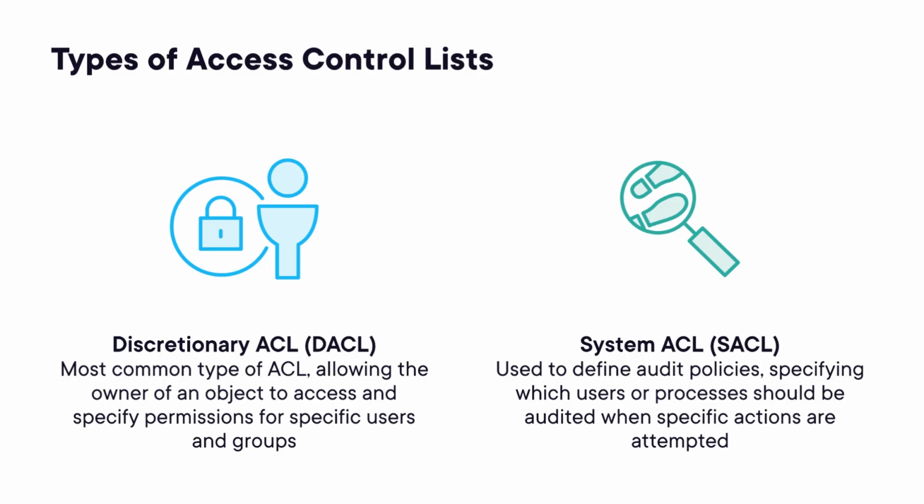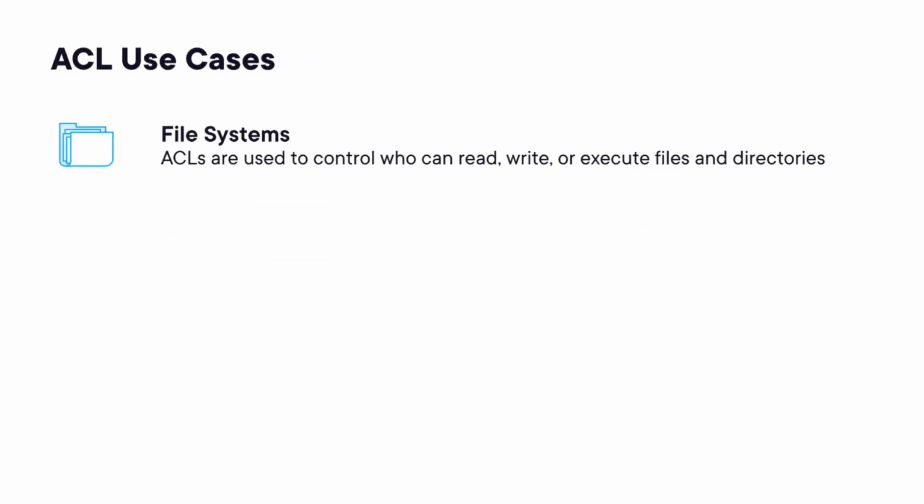Or we could have it sent to a system that's monitoring for more real-time activities. And if one of those actions take place, we could become alerted more or less in real time. So a few use cases for access control lists: we have file systems. ACLs are used to control who can read, write, execute files and directories, as we talked about.